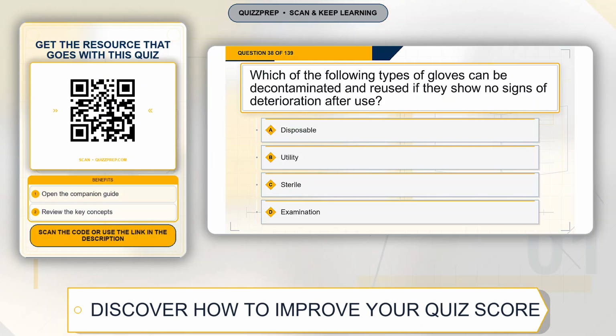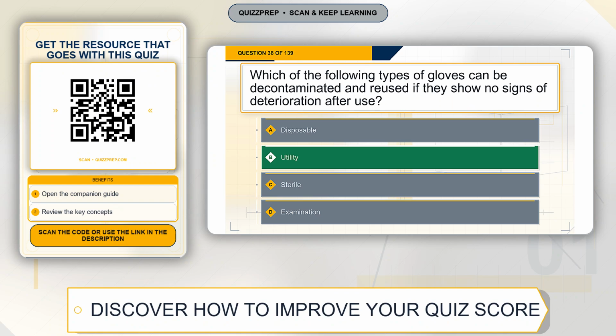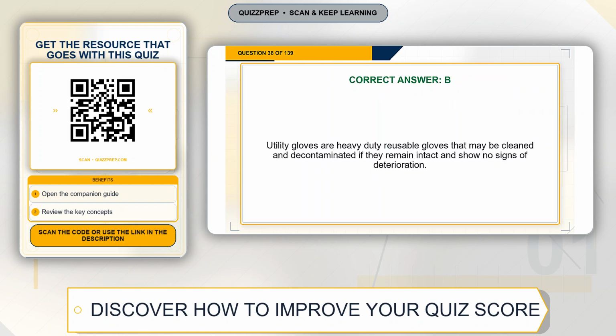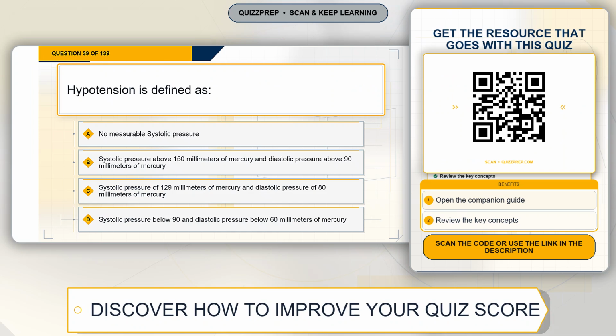Question 38. Which of the following types of gloves can be decontaminated and reused if they show no signs of deterioration after use? Option A, disposable. Option B, utility. Option C, sterile. Option D, examination. The correct answer is option B, utility. Explanation. Utility gloves are heavy-duty reusable gloves that may be cleaned and decontaminated if they remain intact and show no signs of deterioration.